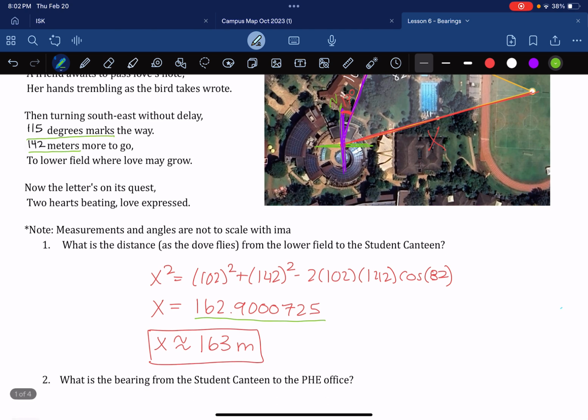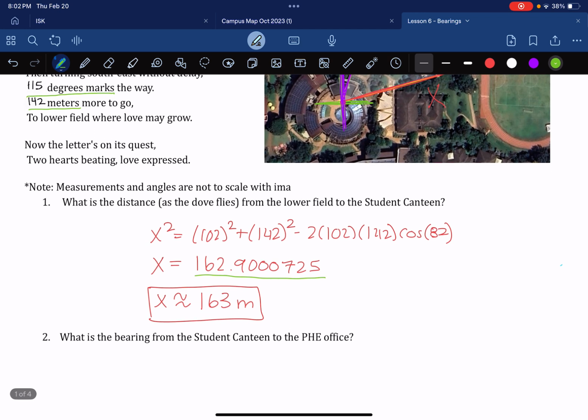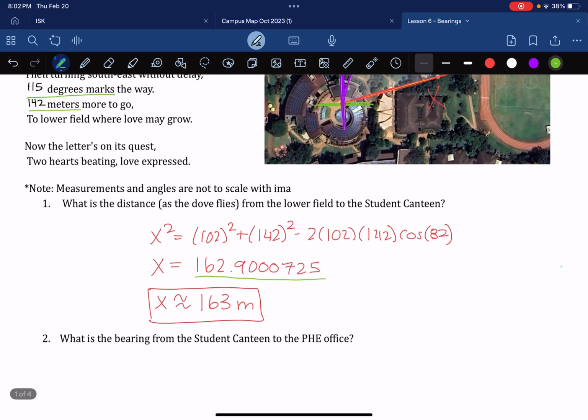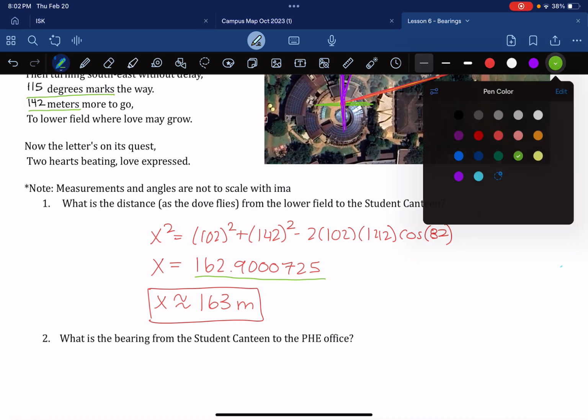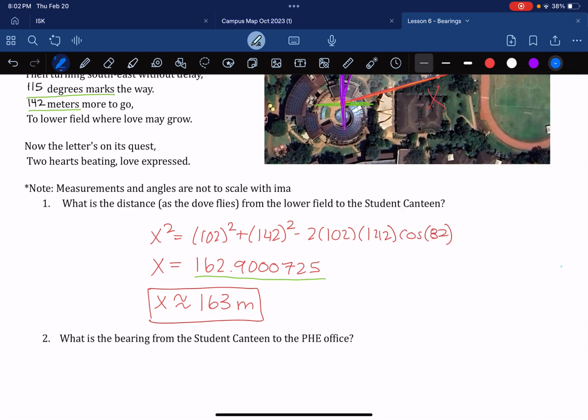Question 2 is asking, what is the bearing from the student canteen to the PHE office? So this is going to come up in a lot of these questions as well, but when it says from the student canteen, whatever comes after the word from is where you start. So I'm going to start at the student canteen, and I'm going to go, oh, sorry, I changed this on your worksheet. This should actually be the lower field.